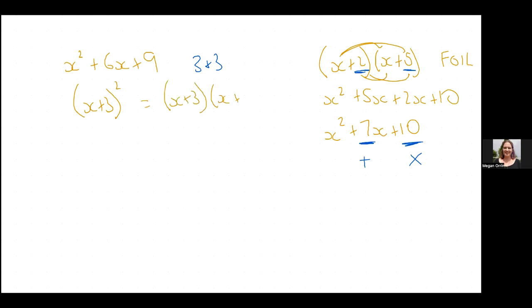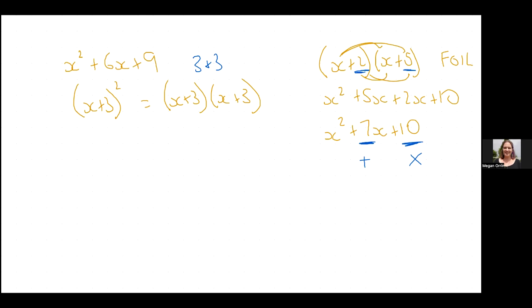Or I could just do that. Okay, you agree that these are the same thing? Yeah? Okay, this is what we call a perfect square, when the two numbers that add to the middle and multiply to the last are the same number. So this is a perfect square because the two numbers are 3 and 3, and I can write it like this.